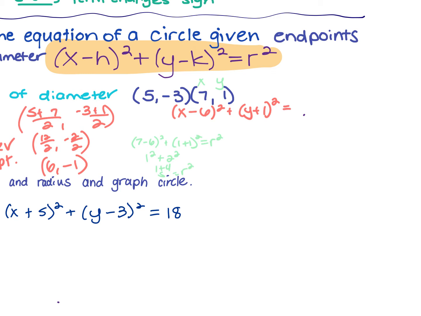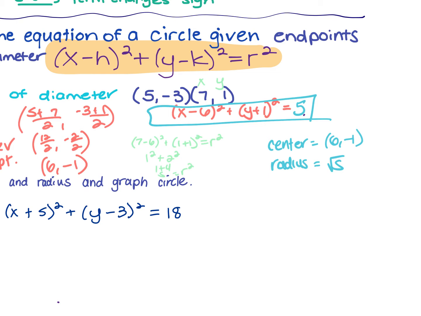So if it asked for the center and the radius, which I think it does, I can't remember right now, 6, negative 1, and the radius would be the square root of 5. If it just asked for the equation, I don't even need to square root the 5 because in the equation the r is squared, so that's my answer. Questions on that one?